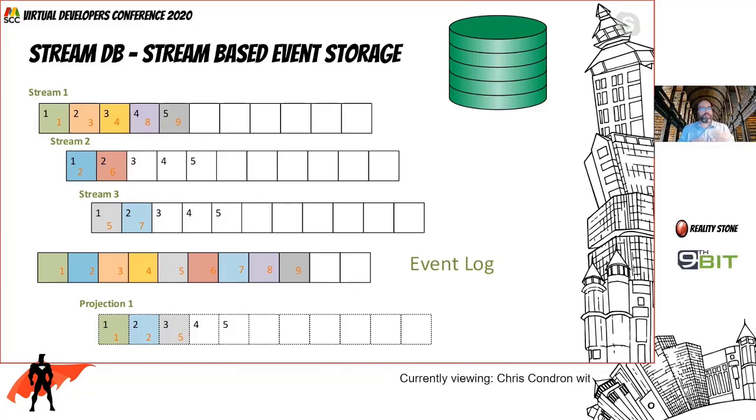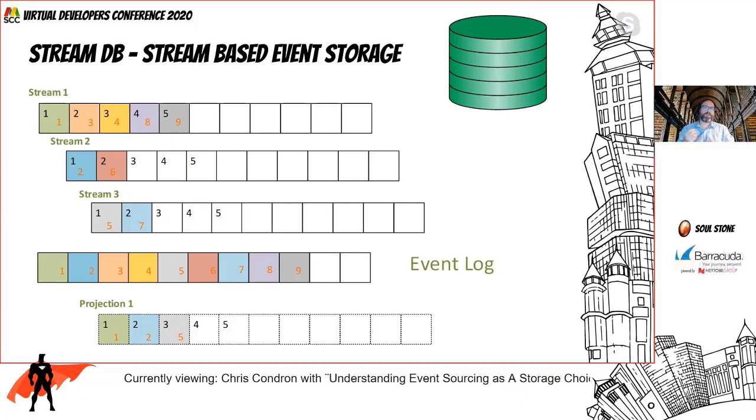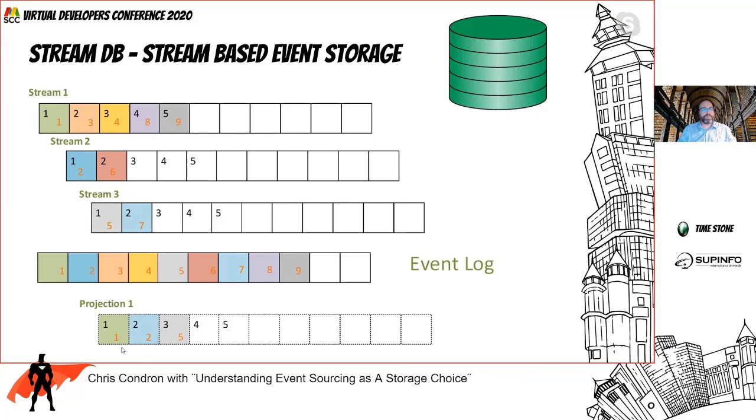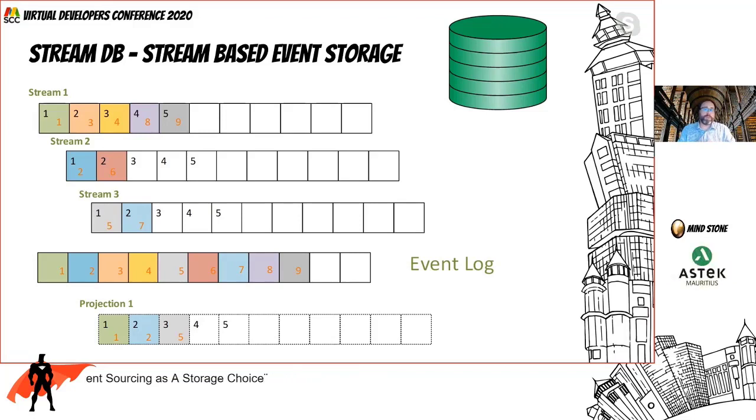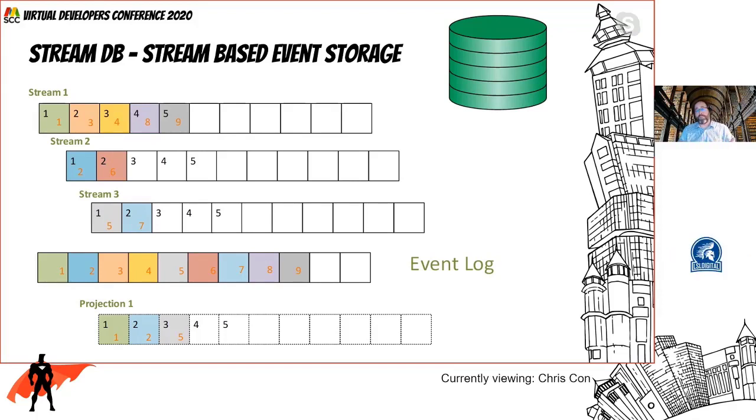And then at the bottom here, we have a projection. What this shows is the ability for us to create a projection, like the one I'm showing here, where suppose we want to have a projection of the first event in every stream. We can link, and that's what this dotted line is saying, that we're going to create a virtual stream, much like a materialized view in a relational database, of a different ordering of the events in the main log that presents a virtual stream that can be consumed by a reader.